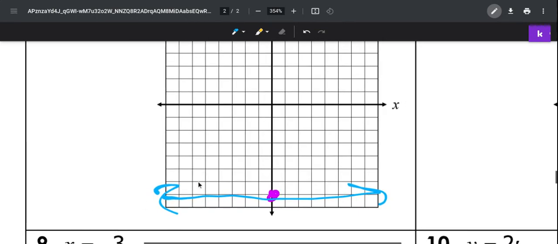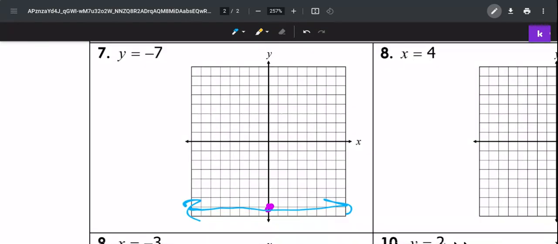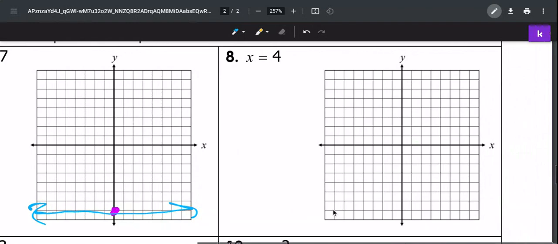It's basically remembering a few key parts, and then you don't need any extra points for this horizontal line. All of these points on this horizontal line, we know are just going to form a straight line. So we can just draw our straight line, and we're good to go. All right, now 8 changes to x equals.